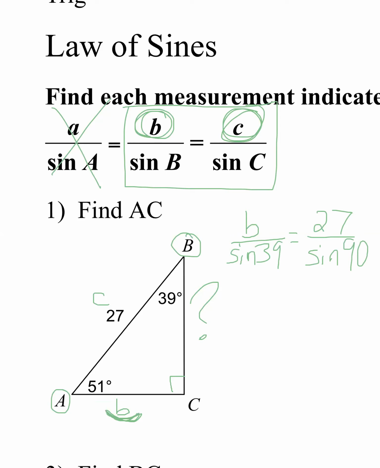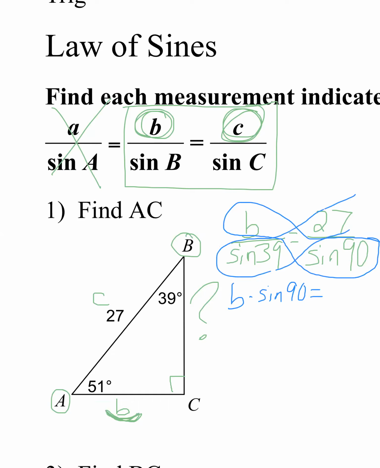Now it's just time for you to use your calculators. We can cross multiply and solve for what we need. Remember, it doesn't matter which set of diagonals you multiply together. So that'll be b times sine of 90, and then on my other side, I'll be doing 27 times the sine of 39. Again, I'm trying to get b by itself, so I need to divide by the sine of 90.